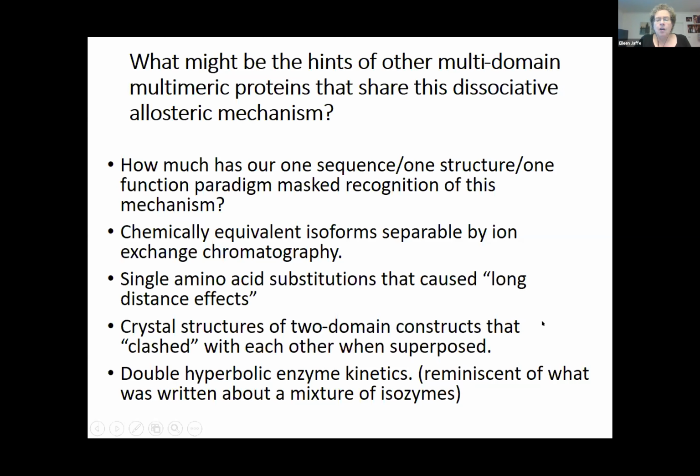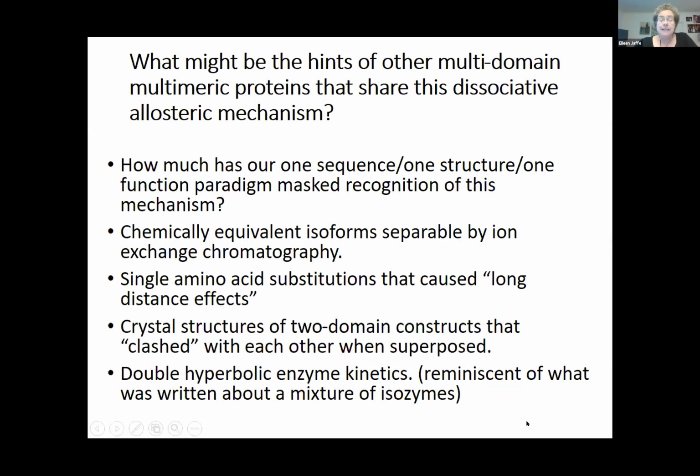How many examples are there of crystal structures, of constructs that clashed with each other? And here the example is HIV integrase. It's a 3-domain protomer. If you get a crystal structure of domain 1 and domain 2, and you superpose it on a crystal structure of domain 2 and domain 3, domains 1 and 3 clash with each other. This is often thought of as a crystallographic artifact, but maybe in fact it's a hint that a protein can have 2 different conformations, where the conformational change is a hinge between 2 folded domains.